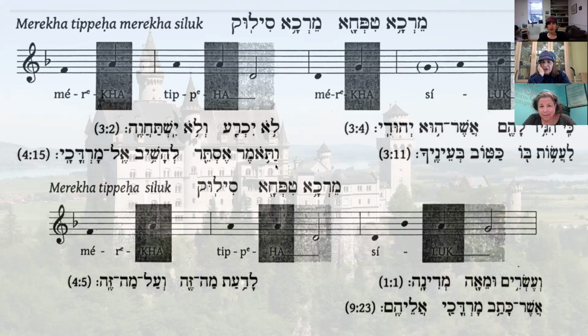Let's go back to Becky. Vatomer Esther. You can do that whole phrase. Vatomer Esther lehashiv el Mordechai. Excellent. And Sharon, let's bring you back in. La'asot bo, k'tov be'einecha. Good.